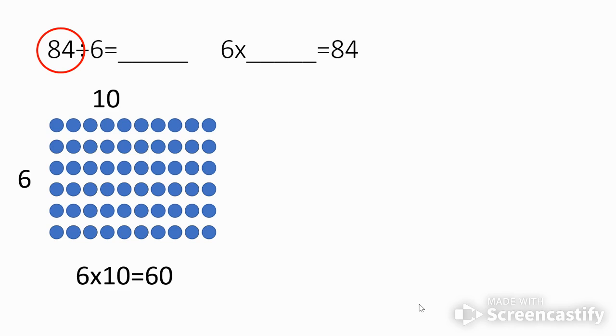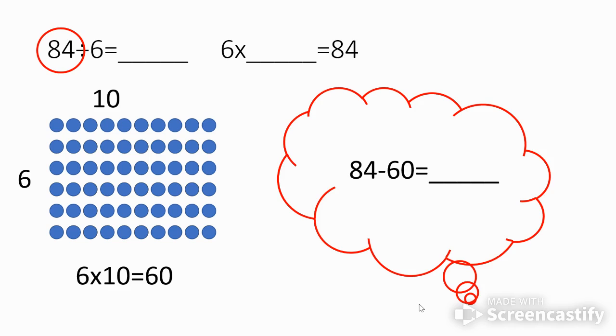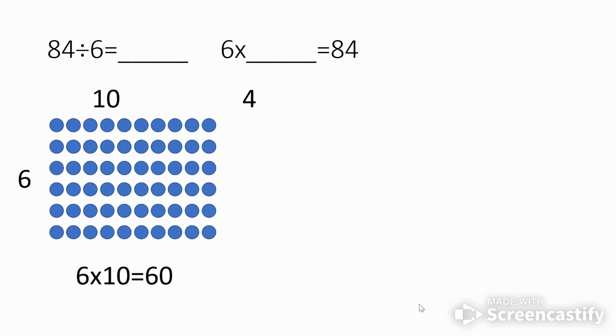How close, though? So in my brain, I'm thinking 84 minus 60 that I already have. Well, I can subtract that in my head without even regrouping. 84 minus 60 is 24. So I need 24 more dots to finish this array. 6 times what is 24? Well, that's a basic fact. 6 times 4 is 24. So let me add 4 dots to each row and see how many I have.